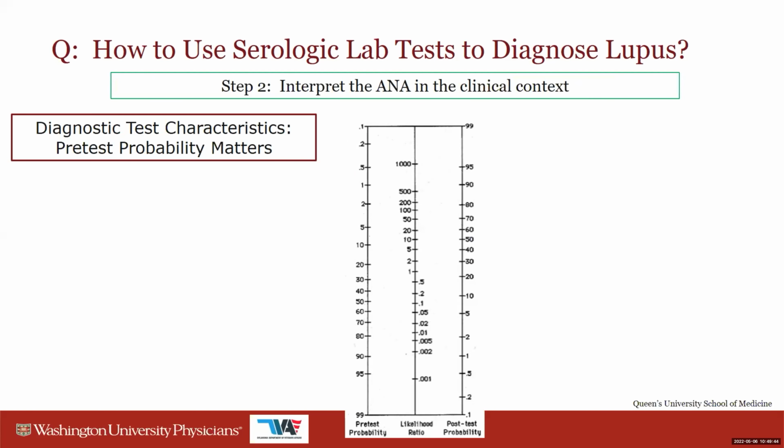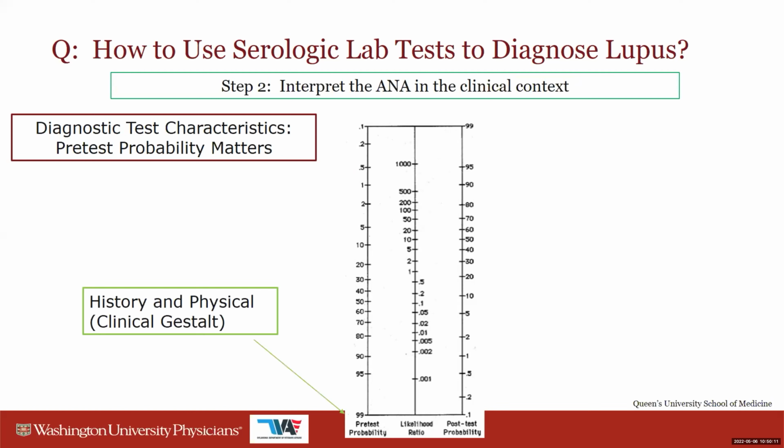The second is interpreting the ANA in the clinical context. I don't think I ever understood sensitivity and specificity until I went through rheumatology fellowship and had to interpret the ANA. I'm going to try and provide a visual representation of what goes on in my mind when I'm thinking through a positive ANA in the clinical context, and hopefully provide some clarity on how we do this in rheumatology. The first is you have some sort of pretest probability based on history, physical, and your clinical gestalt.